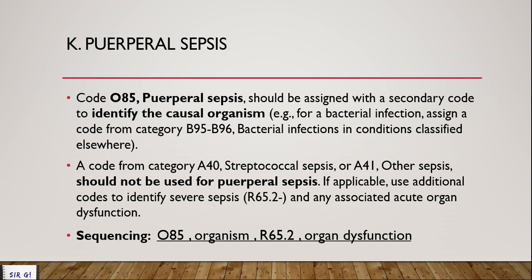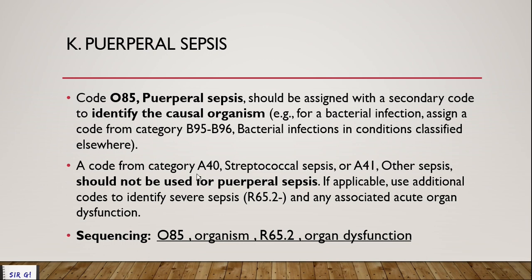So we have an example: your puerperal sepsis. This is what I'm talking about. Puerperal sepsis should be assigned a secondary code to identify the organism. And a code from category A40 streptococcal or A41 other sepsis should not be used for puerperal sepsis.